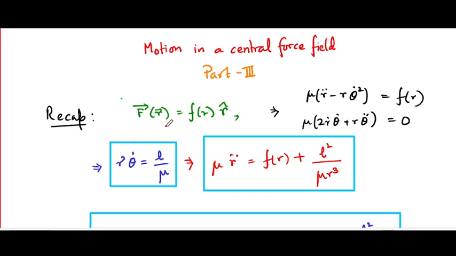And if you look at the equations of motion, the equation for cross-radial motion can be easily integrated to give you r squared theta dot equals L over mu, where L is the magnitude of the angular momentum. And if you use that in the radial equation, you end up with a radial equation which is effectively a one-dimensional equation, mu r double dot equals f of r plus L squared by mu r cubed.